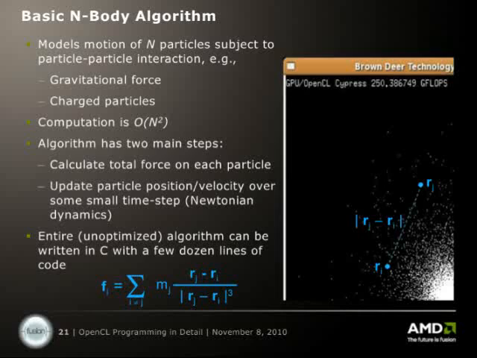The algorithm has 2 main steps. The first step involves calculating the force on each particle, and this is determined by summing the contributions of the interaction with all other particles in the system. So that's the n squared aspect to the algorithm. Once you have the force on every particle, you then update the particle position and velocity over some small time step. And this is just implemented using basic Newtonian dynamics. And then you repeat this over and over again, and what you'll end up with is a simulation of these particles moving subject to, in this case, the gravitational force.